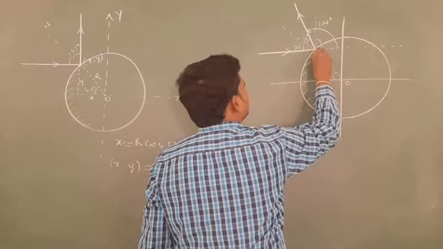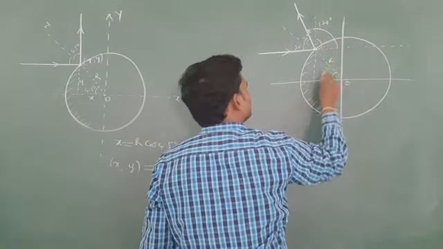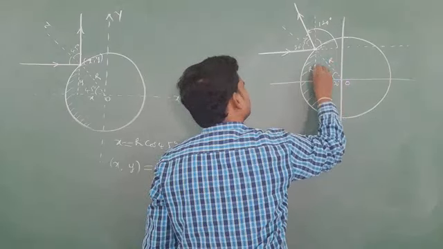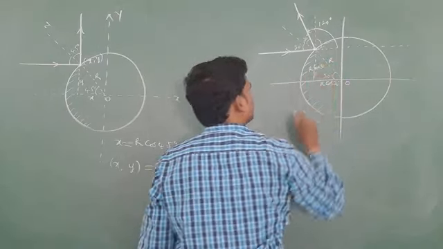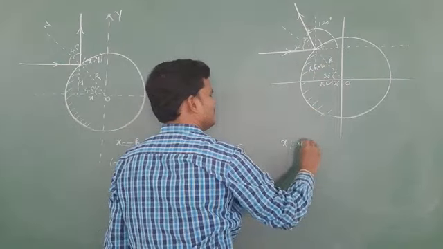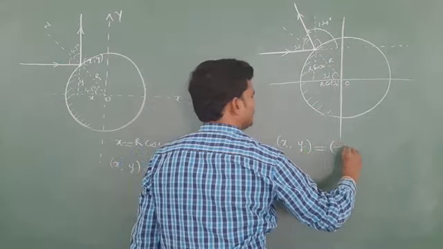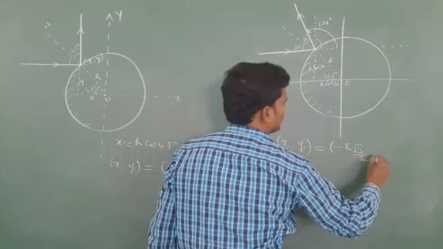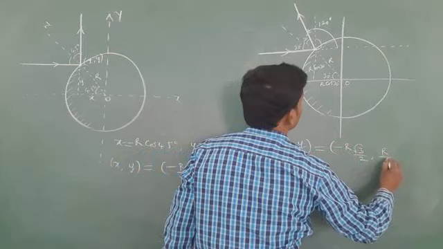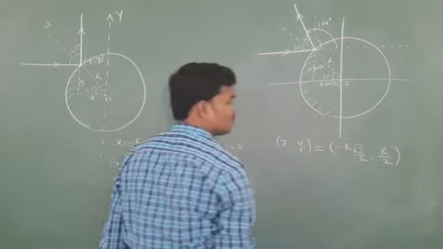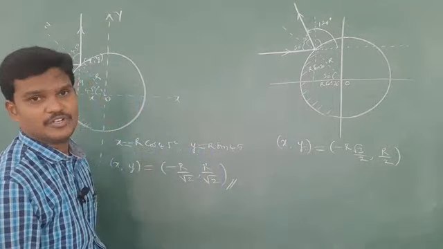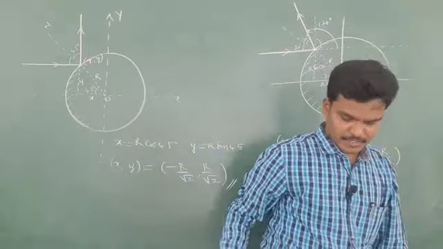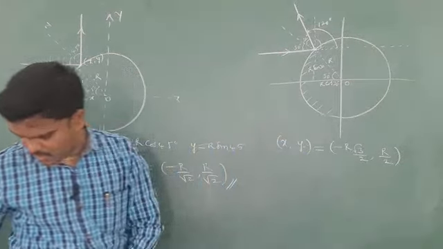Now the coordinates at this point, this is r cos 30 and this is r sin 30. Now the coordinates x and y are minus r cos 30 and plus r sin 30. So root 3 r by 2. Check the condition once again. Draw proper diagrams: root 3 r by 2 and r by 2.